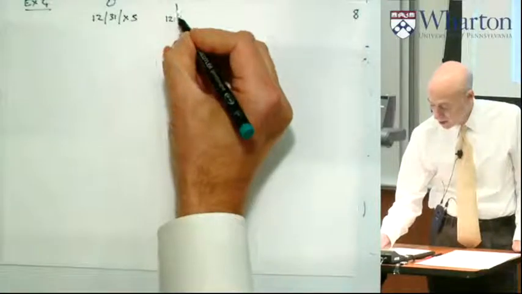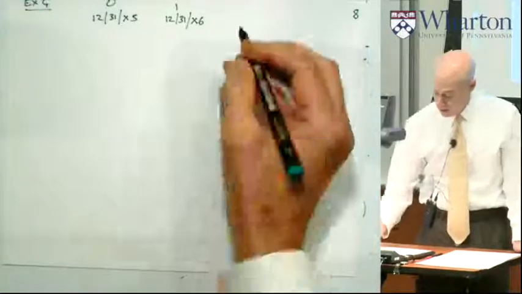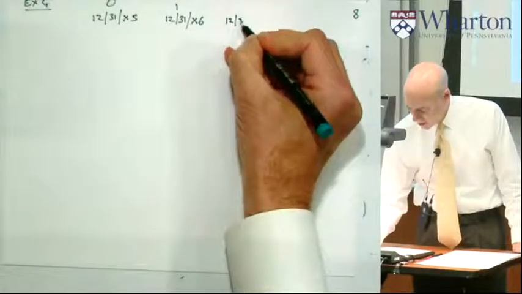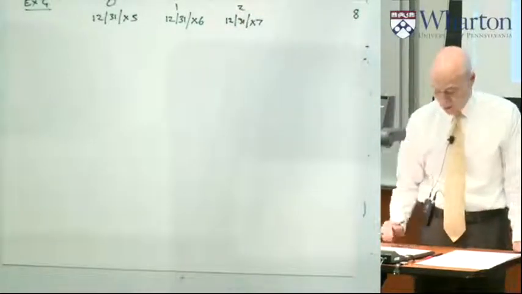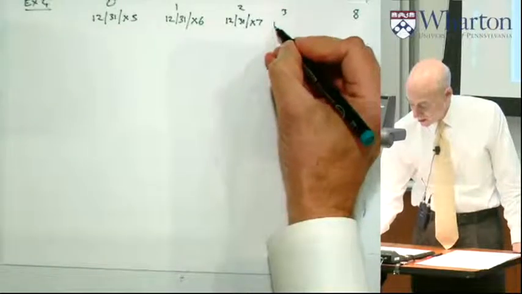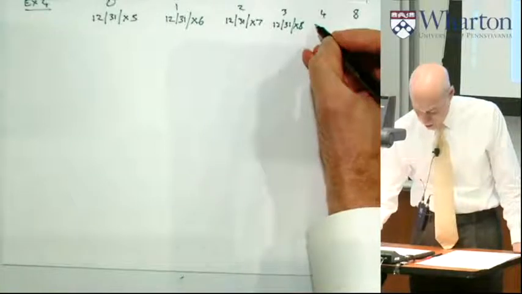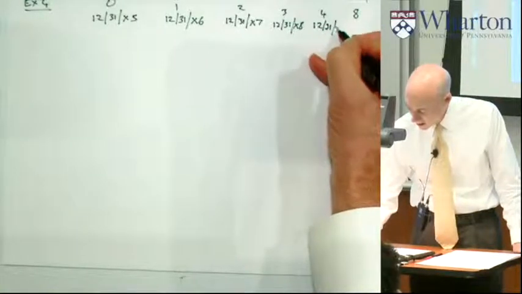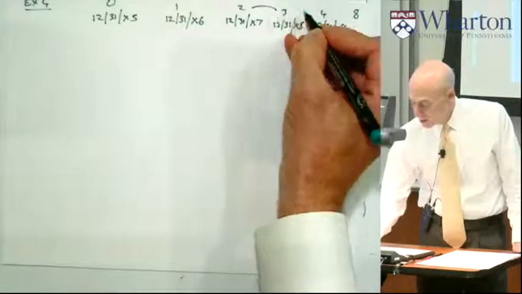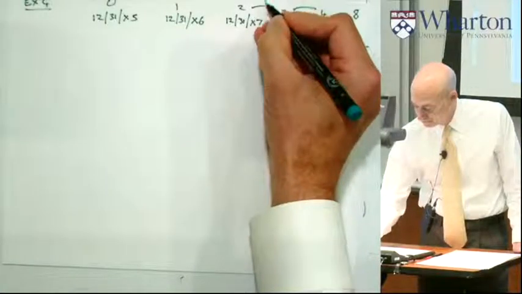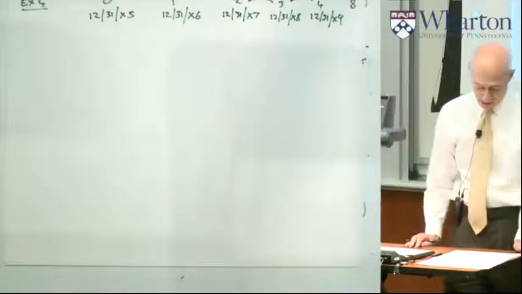And then we've got 12/31/x6. That's date 1. 12/31/x7 is date 2. Date 3 is 12/31/x8. And then we've got 12/31/x9. This is while we're building the plant, and this is when we're in production. So that's what the final 2 years we're doing.